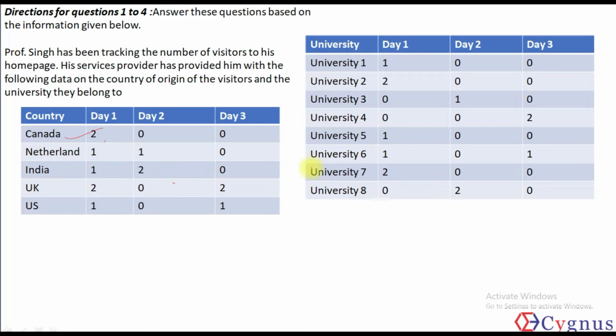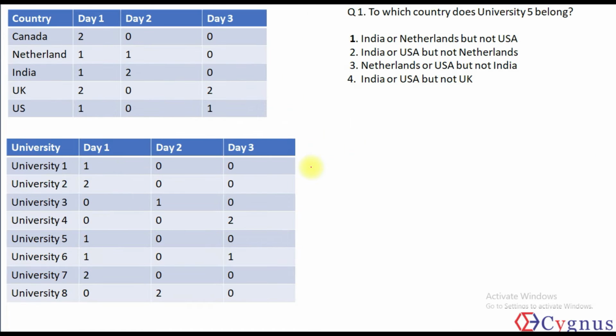Now, how do we solve it? Let's look at the question first. To which country does University 5 belong? University 5, day 1, how many visitors? 1. Day 2, 0. Day 3, 0. So if you look at any other country, day 1, 0, day 2, 0, you cannot solve it in this way. Let's read the data again.